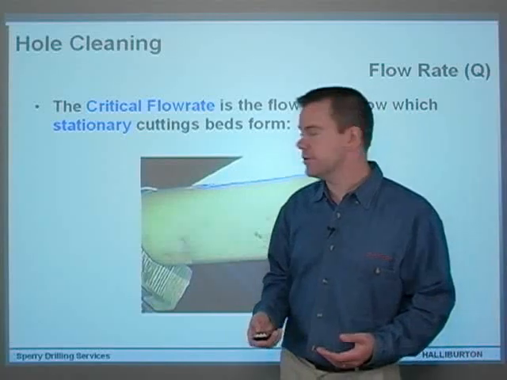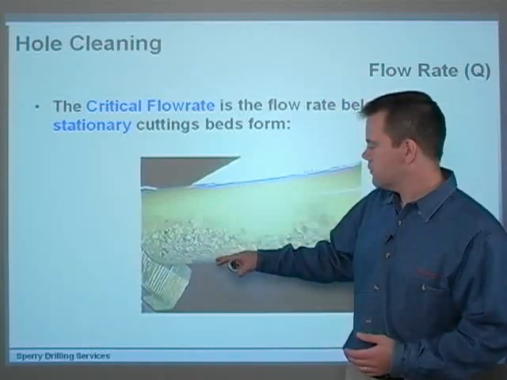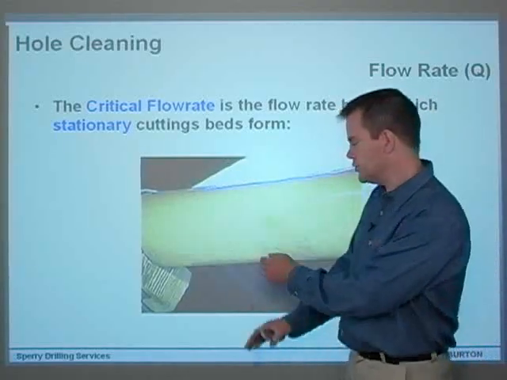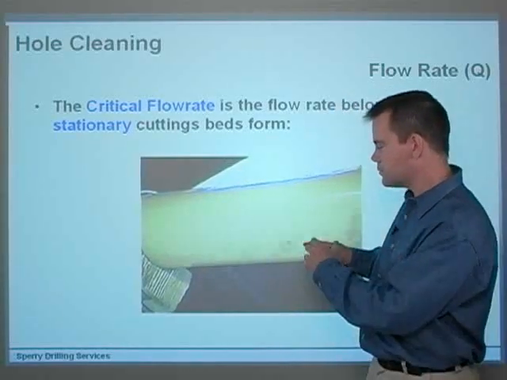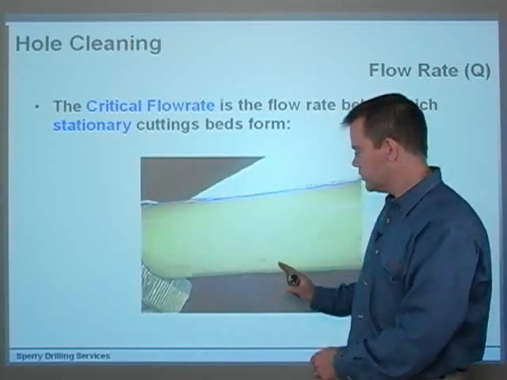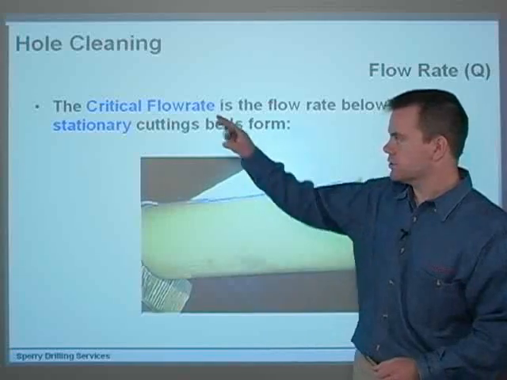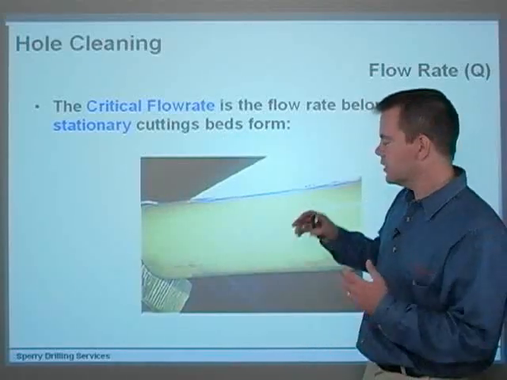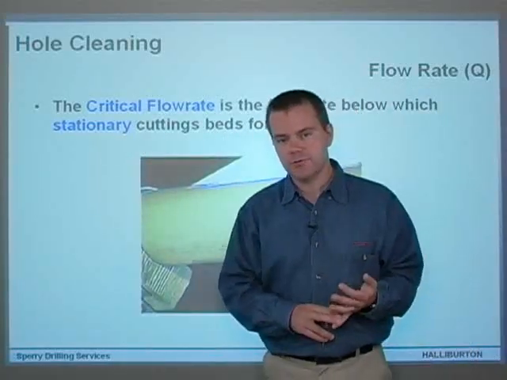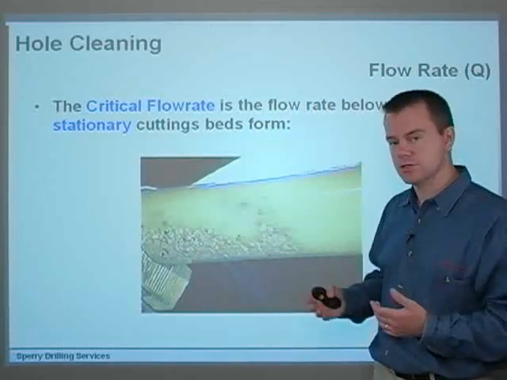If we have a look at this, we've got cuttings beds forming, but they're basically forming dunes. As you can see, the dunes pretty much form and roll up the wellbore, with saltation of the grains over the top of them. We're pretty close to the critical flow rate, which is the rate below which stationary cuttings beds form.